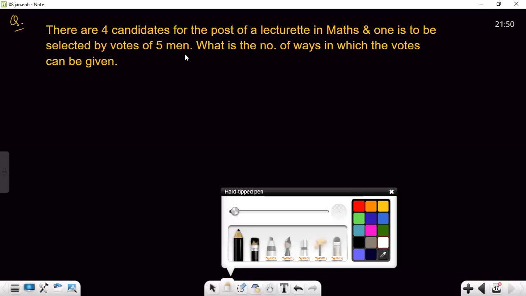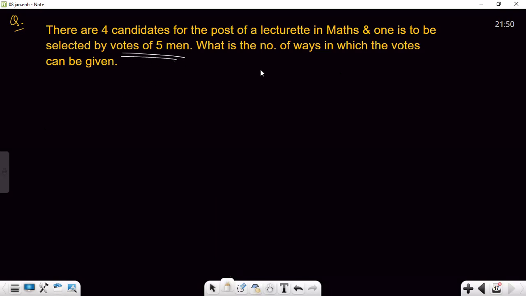So there are 4 candidates for the post of a lecturer in maths, and one is to be selected by votes of 5 men. Now, votes of 5 men, this is an event, and there are 4 choices available. This is another event. So what is fixed here? Are these candidates fixed or the vote of men is fixed? Please respond.